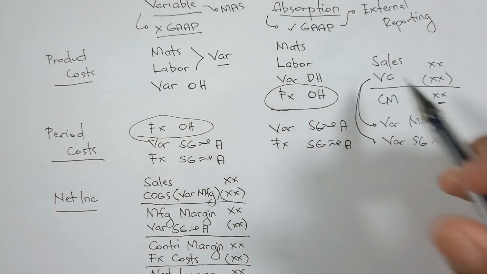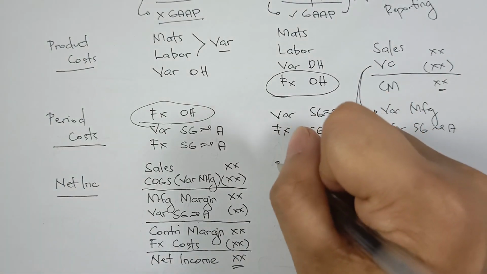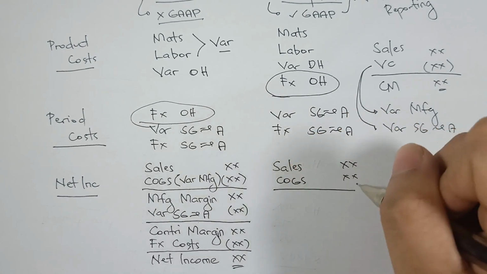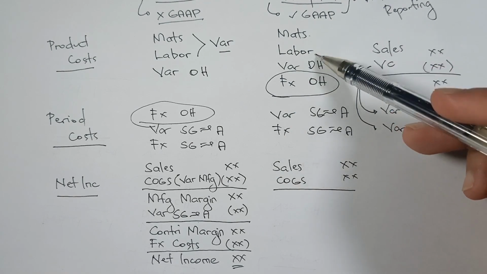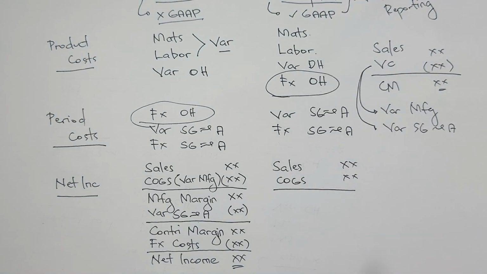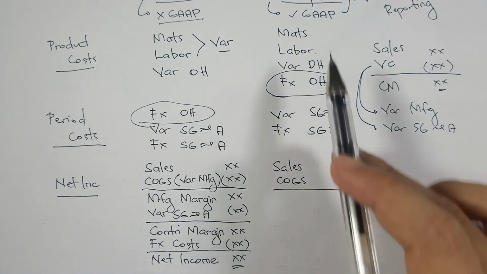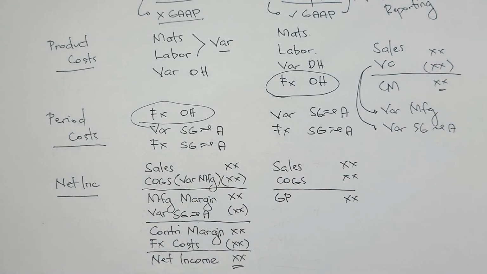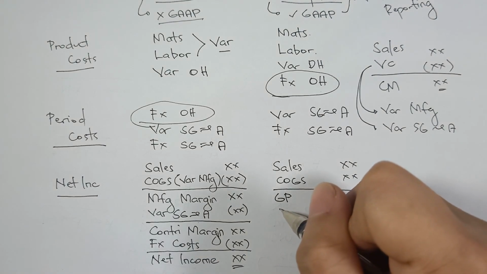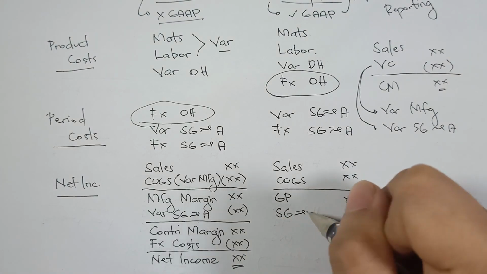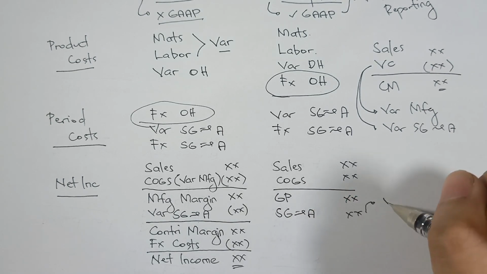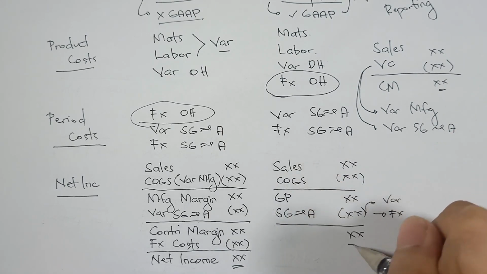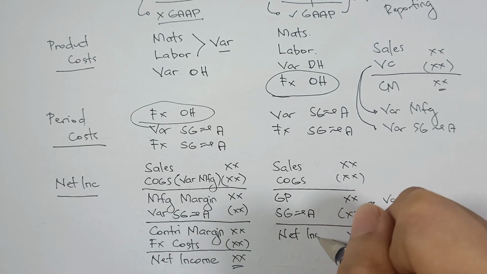On the other hand, under absorption costing, net income is computed by deducting from the sales the cost of goods sold. But see to it that this cost of goods sold contains 4: materials, labor, variable overhead, and fixed overhead. Therefore, what we compute under absorption costing is the gross profit. So they compute different things. Then we deduct the selling, general, and administrative expense, whether variable or fixed. After you deduct that, expect that we can compute net income right away.